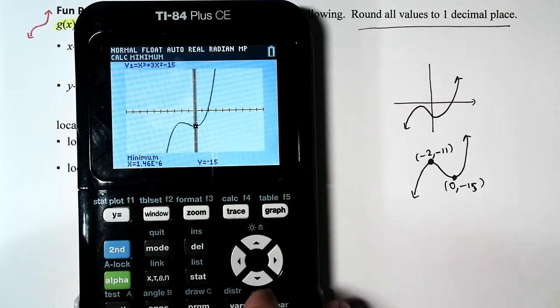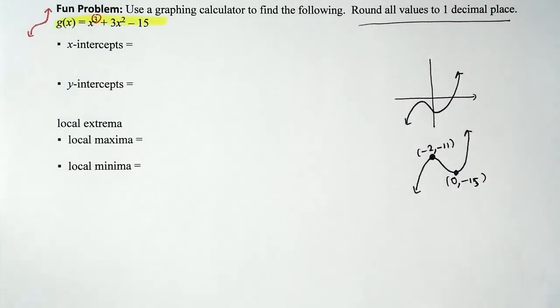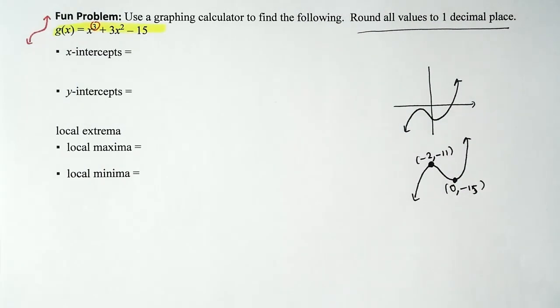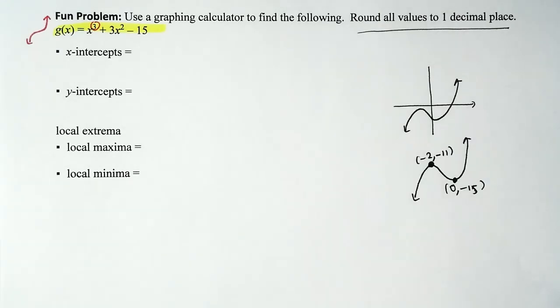Okay, so I'm going to go ahead and put this calculator to the side, and we're going to go straight to the local extrema. So I want to know, what is the local max? I know it says local maxima, but it's just easier for me to say local max.